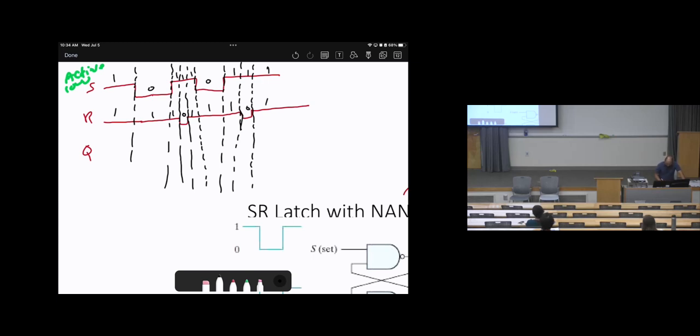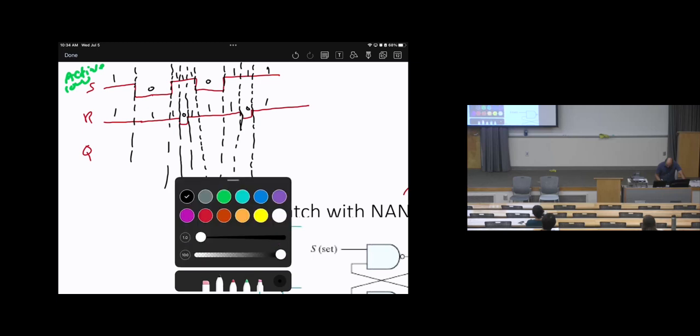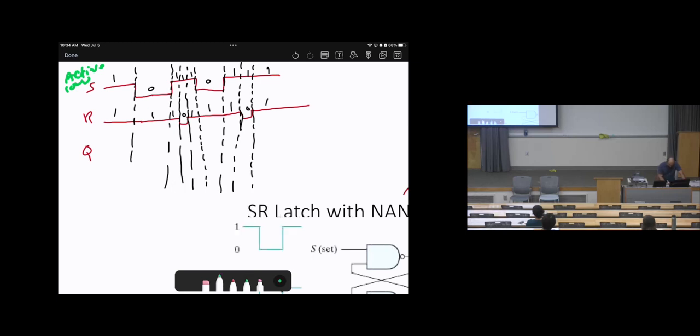Okay? Then determine the states. Here, remember, it's active low. Therefore, here will be hold. Here will be set. Whenever you see the 0, it's not the 1, no, it's this. Here there is hold. There is reset. Here is hold. Here is set. Here is hold. Here is reset. Here is hold. Okay, does this make sense?